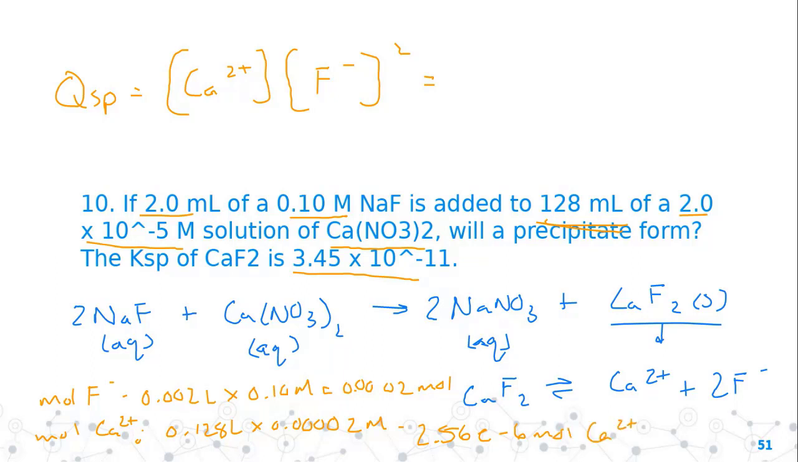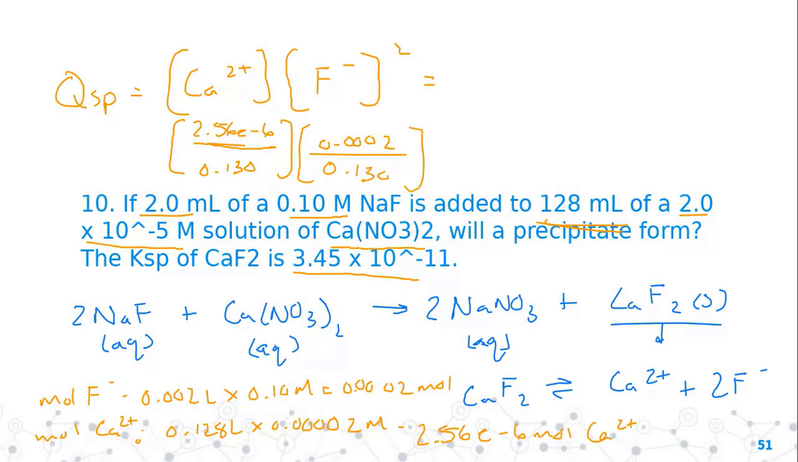All right. So now, looking back at our QSP, we have to have this in terms of concentration. 2.56 times 10 to the negative 6 all over 0.130. Remember we said we have a total volume of 130 milliliters. And over here, 0.002 divided by 0.130. So what I'm doing here is trying to account for the change in volume.